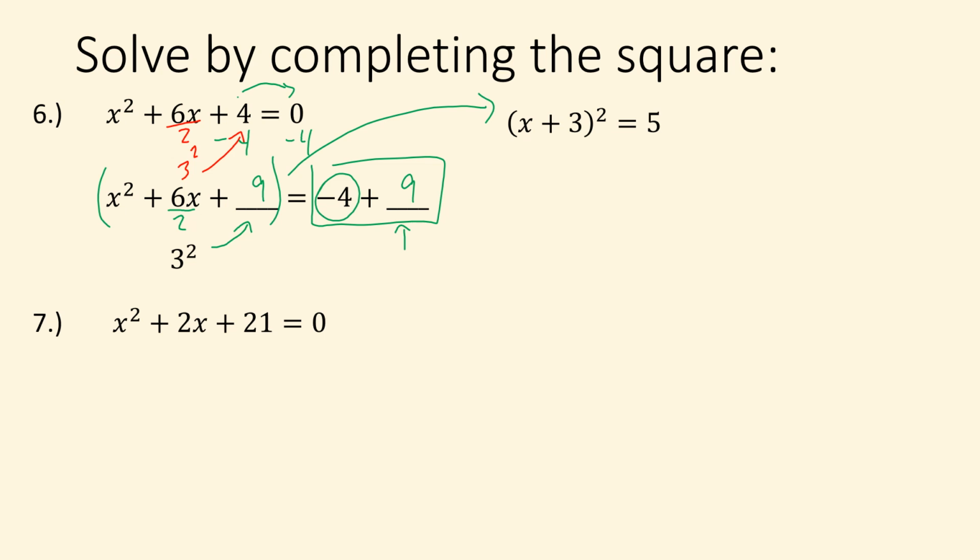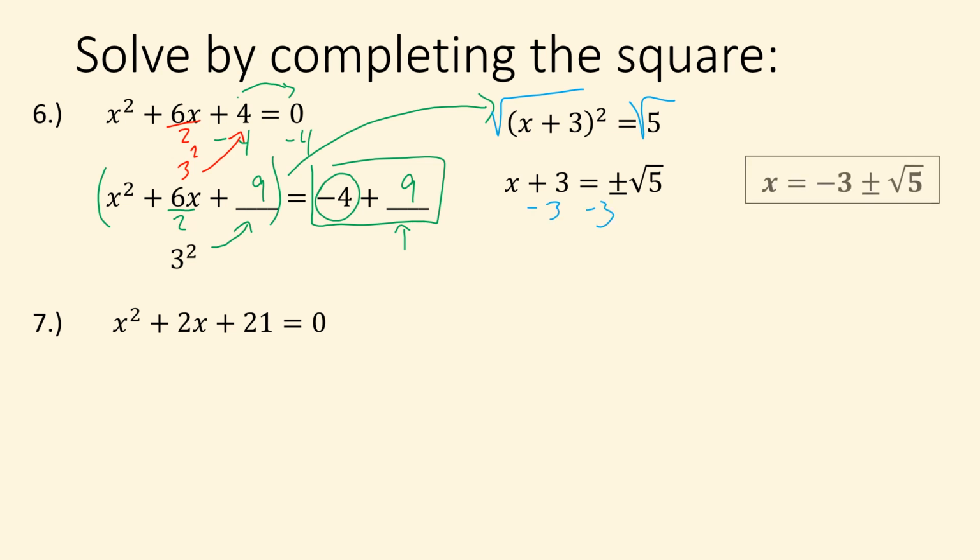And now it's just like one of those that we solved on the previous page. Square root. We have the plus minus in front of the 5. Minus 3. And we can't simplify it any further than that, so that's our answer. Negative 3 plus or minus radical 5.